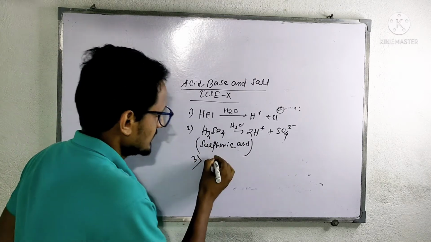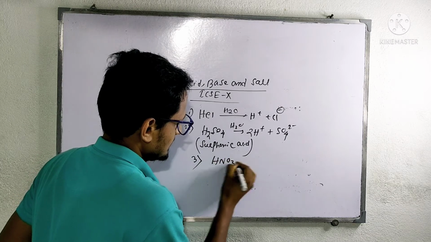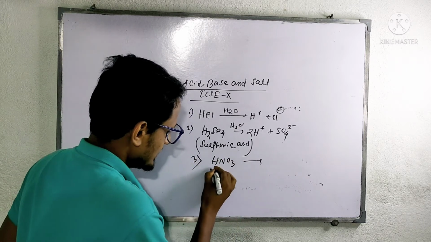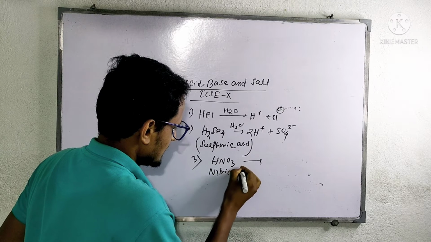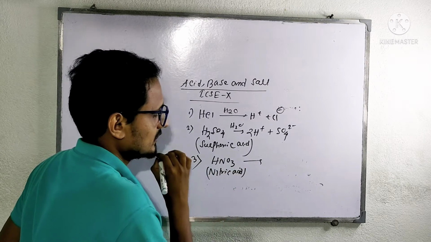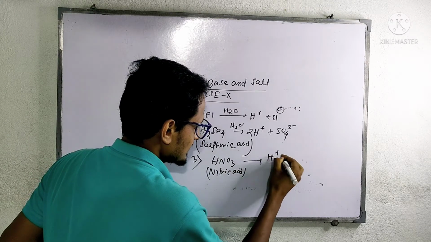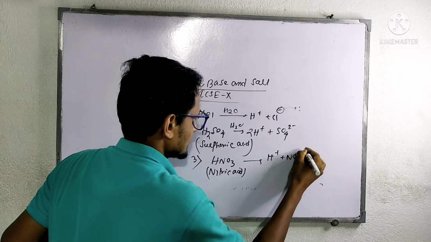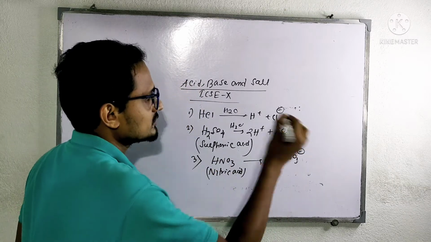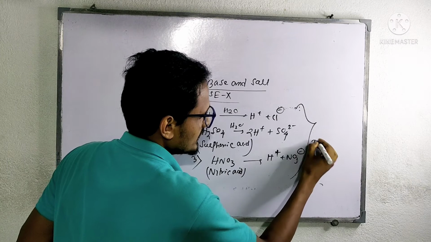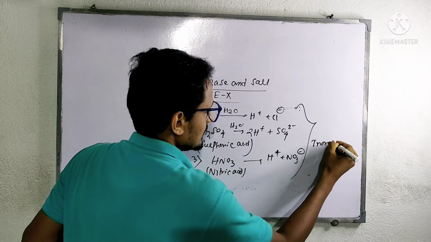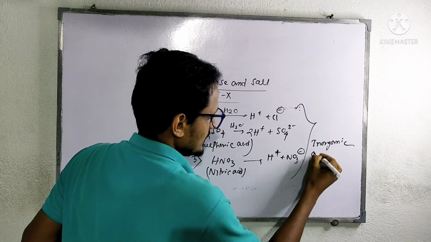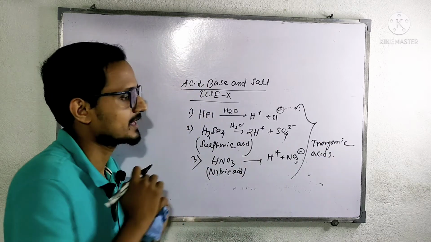Now number 3, nitric acid. This is called nitric acid, HNO3. Okay, it will form H plus and NO3 minus. And these all are called inorganic acids.